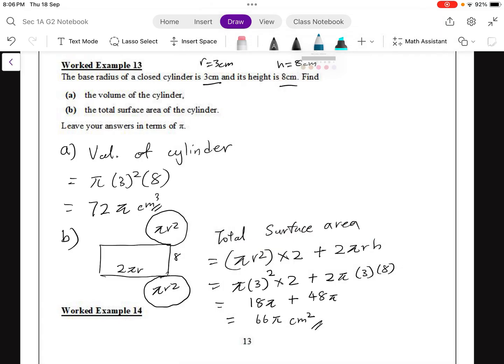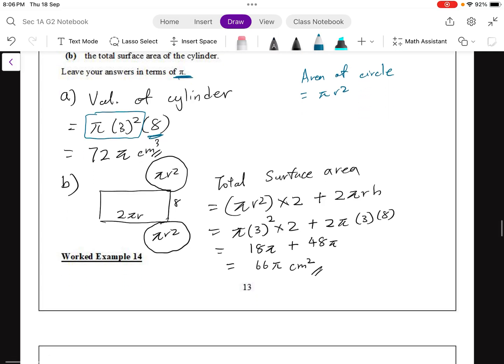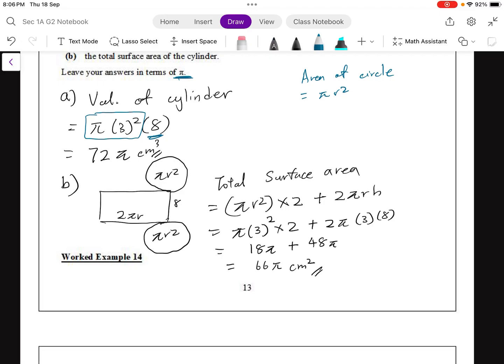Area of circle is pi r squared, right? So since we have r is 3, it's pi r squared, this is your area of circle, multiplied by your height. So they say leave your answer in terms of pi. Okay, so not to complicate the answer, 72 pi cm cubed. Then they say total surface area.